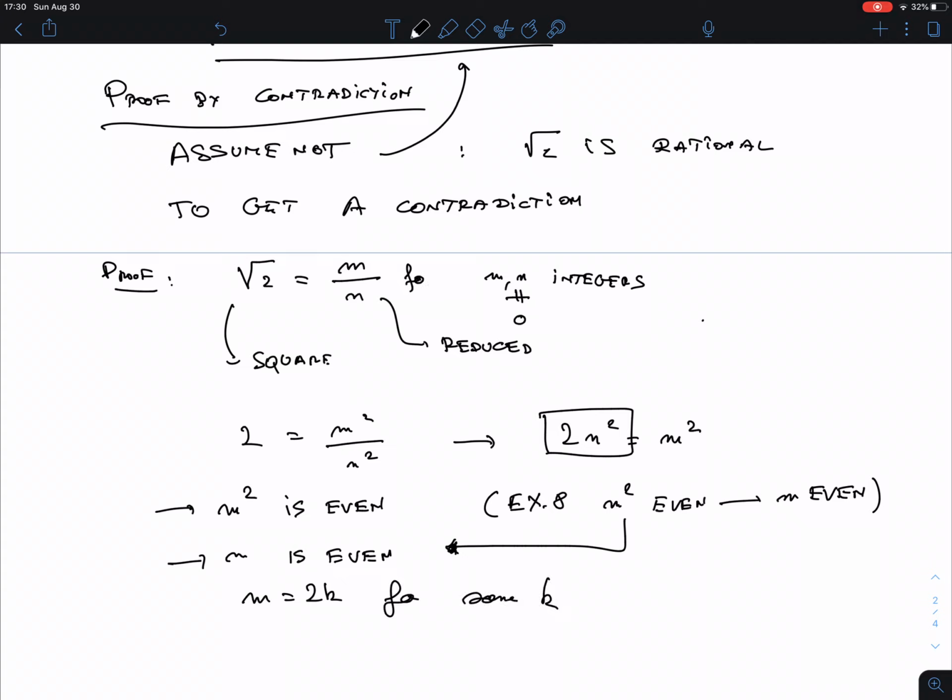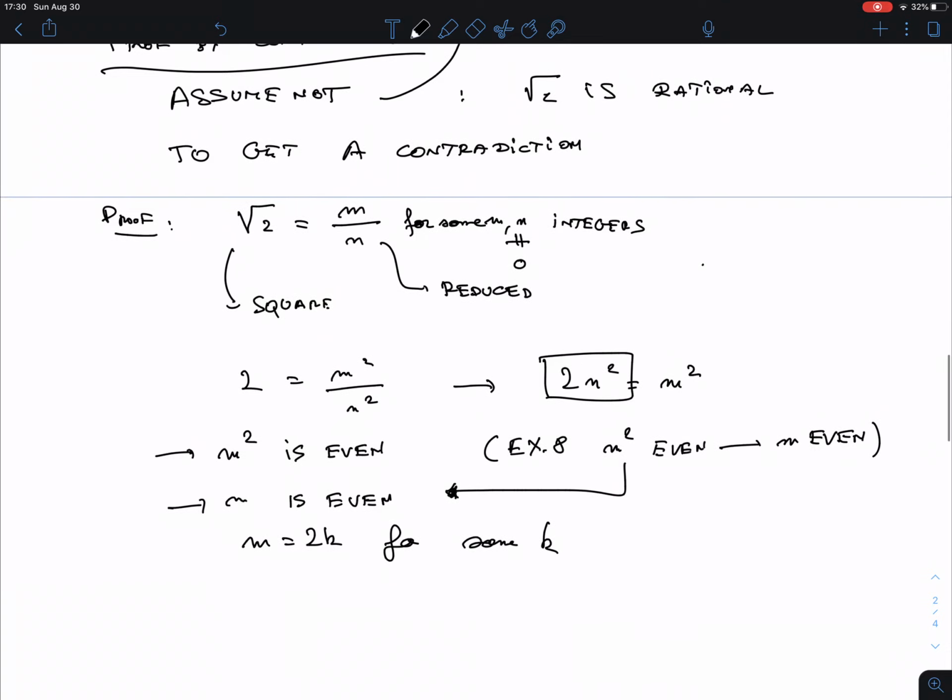Yeah, so here I should have said "for some k." I said it, but I didn't write it down. So for some k, m is 2k. But the only thing I can do is plug everything in. So now I have 2n squared is 2k squared, which is 4k squared.